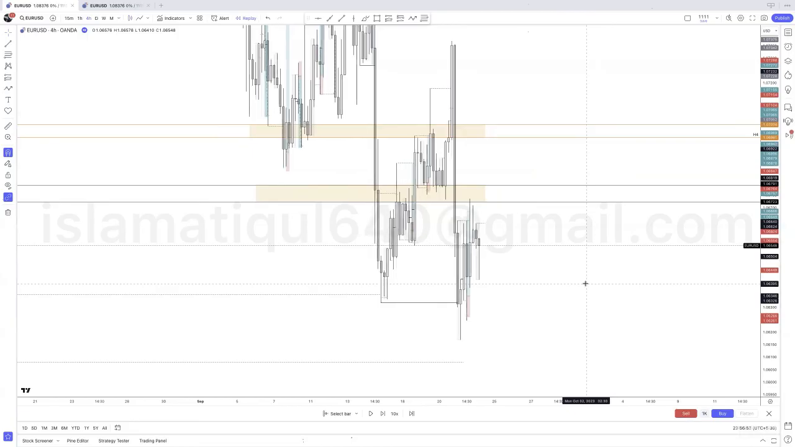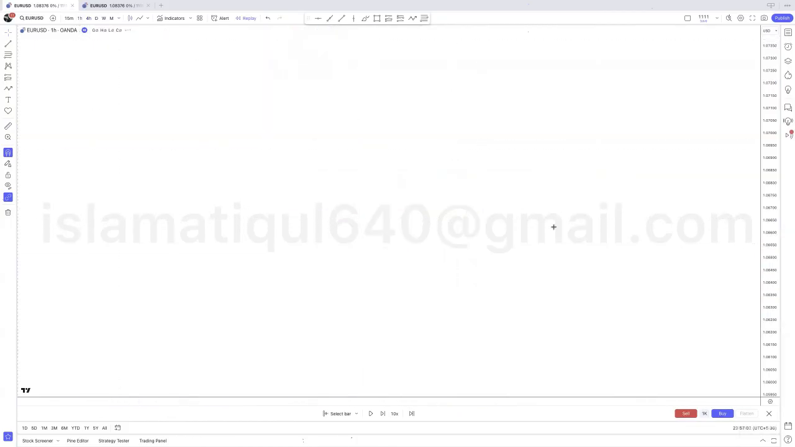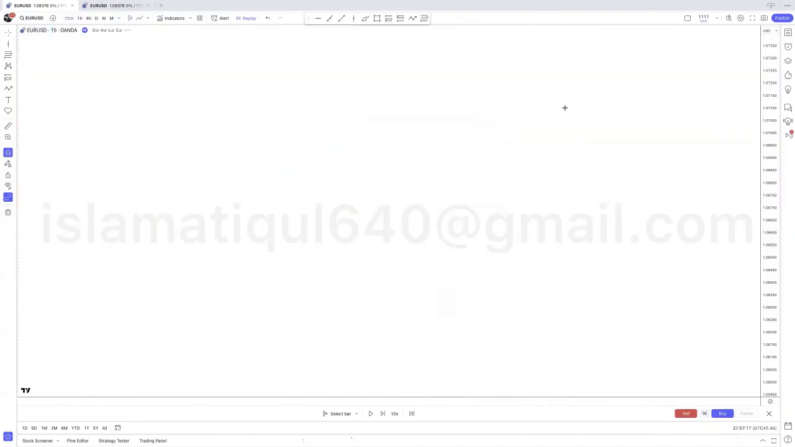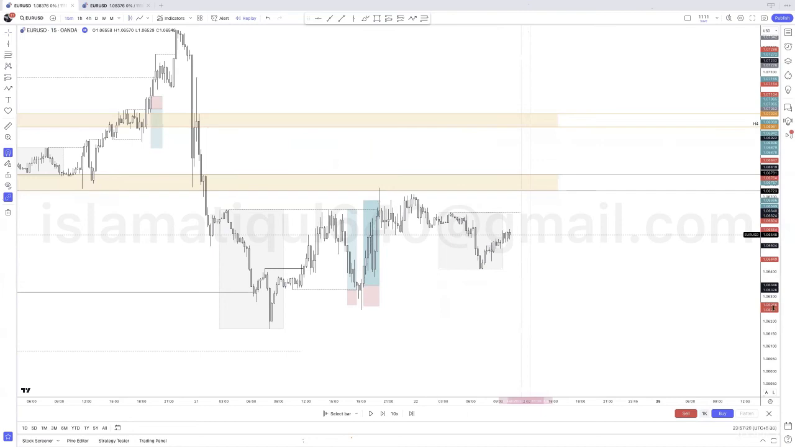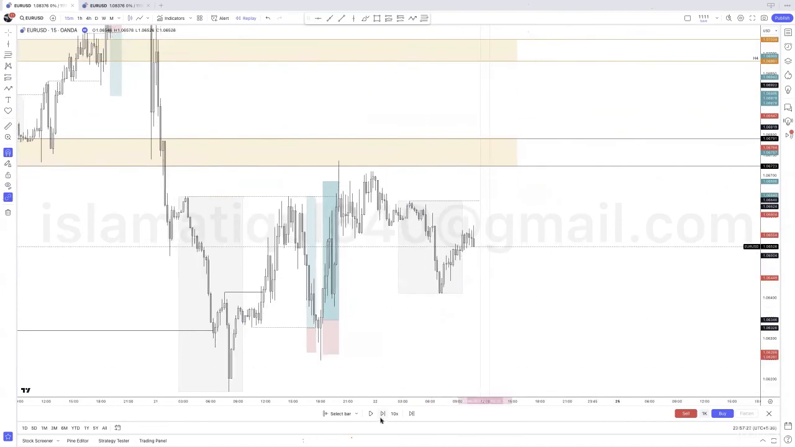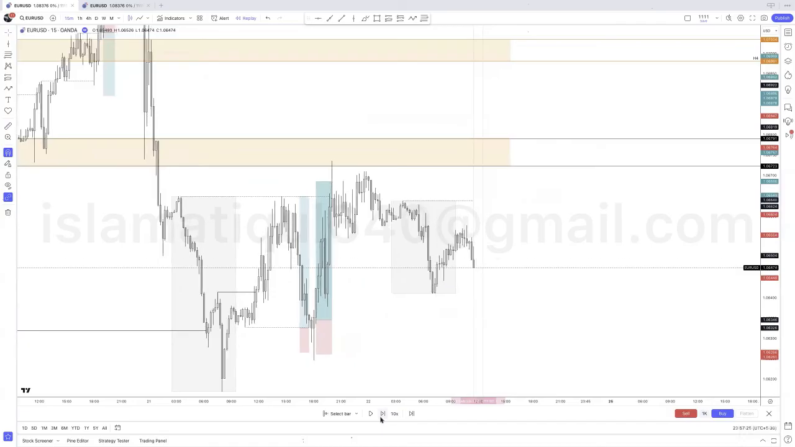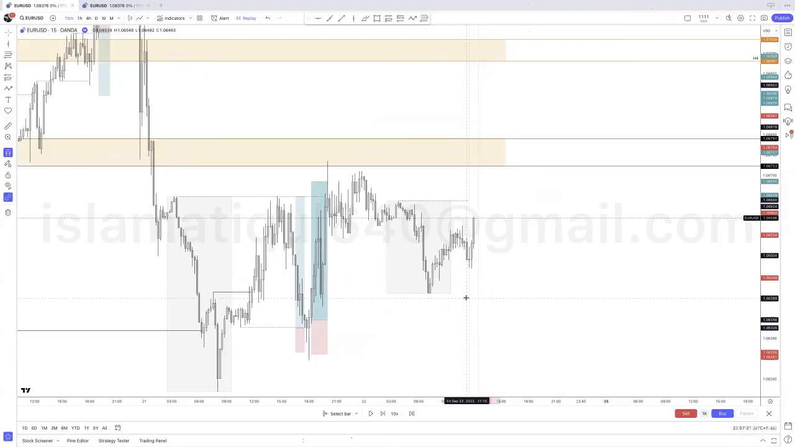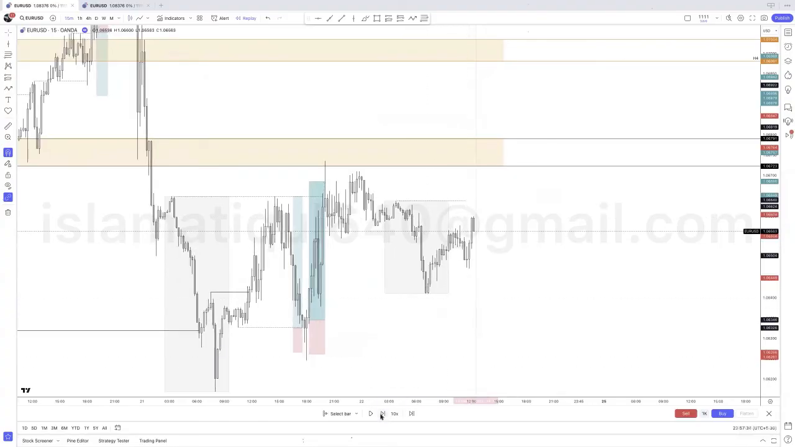What's happening here? I think we might see a sweep of the Asian high and then a good drop, right? Because the market is bearish. Yeah, not very sure, so let's wait for the time and then take the trade. I'm not very sure what to do here. Asia will be taken out. Nothing yet. Moving up. London is about to open. Nothing yet.